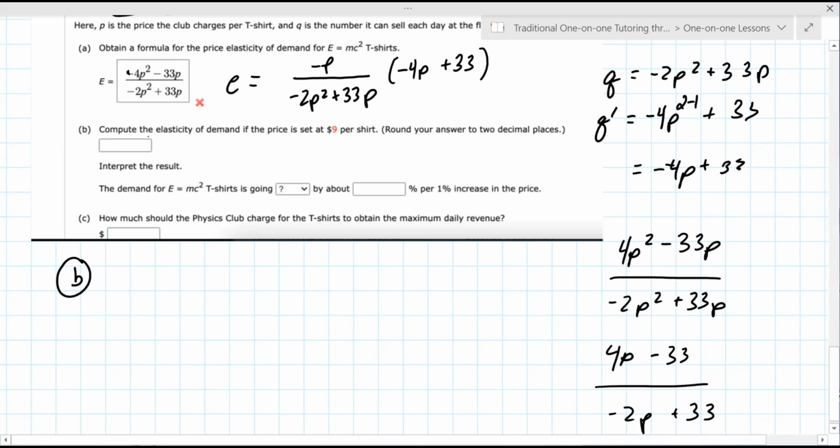So now part B. Compute the elasticity of demand if the price is set at $9 per shirt. So they're telling you P equals 9. Would you just plug that into the equation? Yes, exactly. And round to 2 decimal places. I assume you're allowed to use a calculator, because that's what's going to be required on the exam. If you need any guidance on how to enter it in the calculator, let me know. I'll do it also here and we can compare our results.